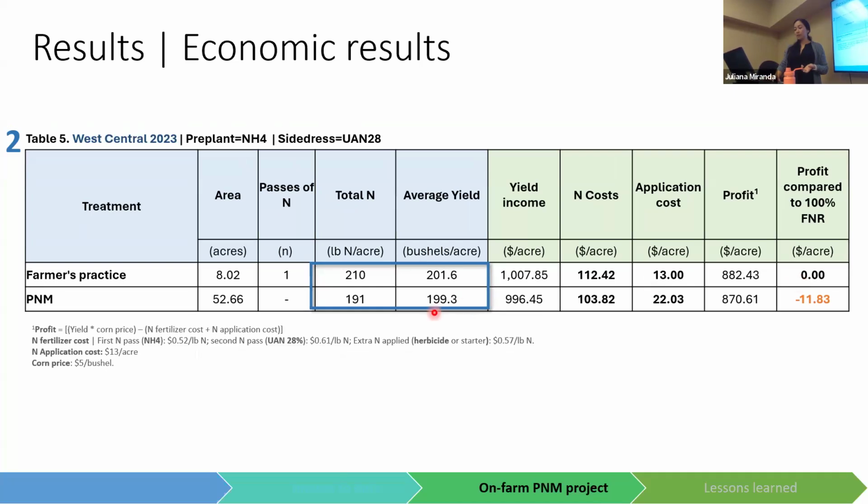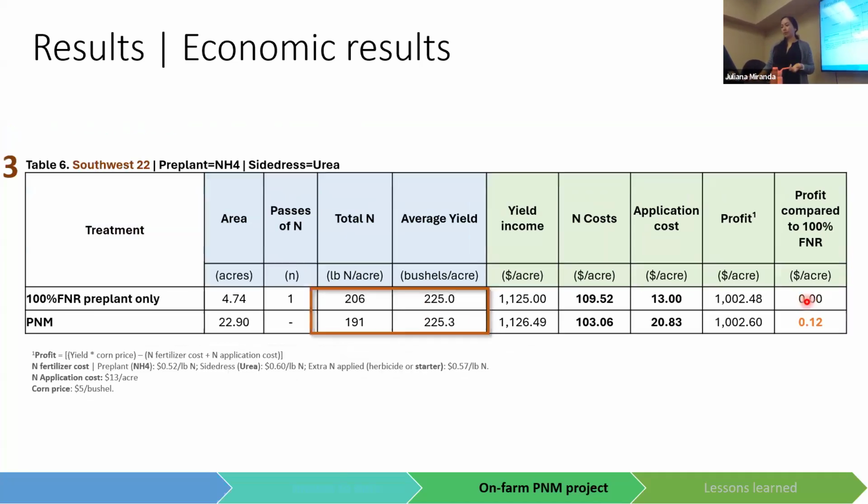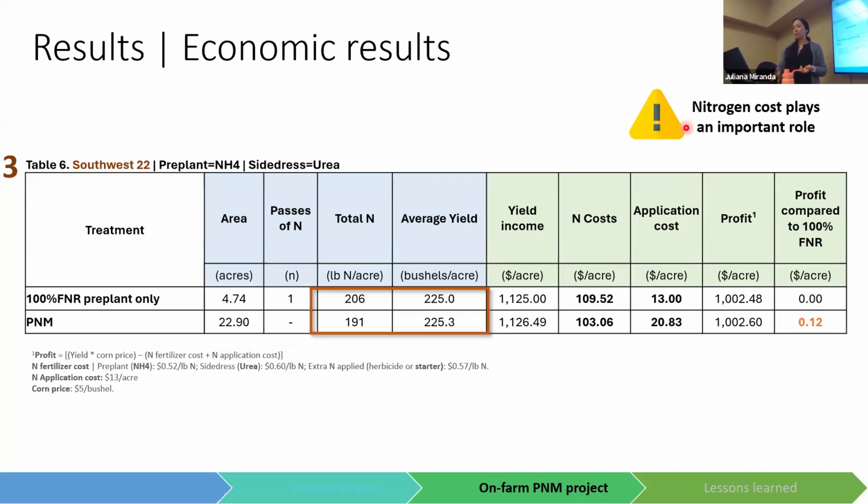And the same thing here, we were able to reduce the total nitrogen, but because of the extra pass, the extra application, they were not able to improve their profit. So the nitrogen cost plays an important role too. This is with this price of nitrogen. But let's say that the nitrogen gets very expensive. So maybe saving those 10 pounds of nitrogen can justify that extra application.